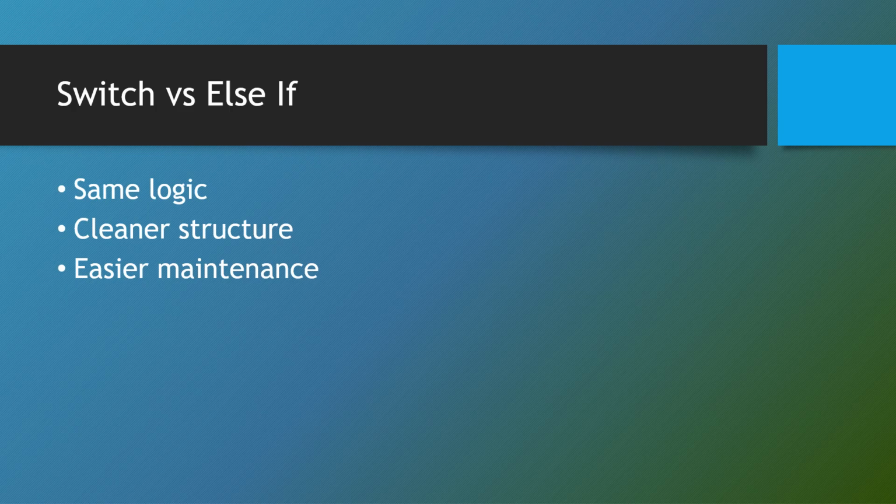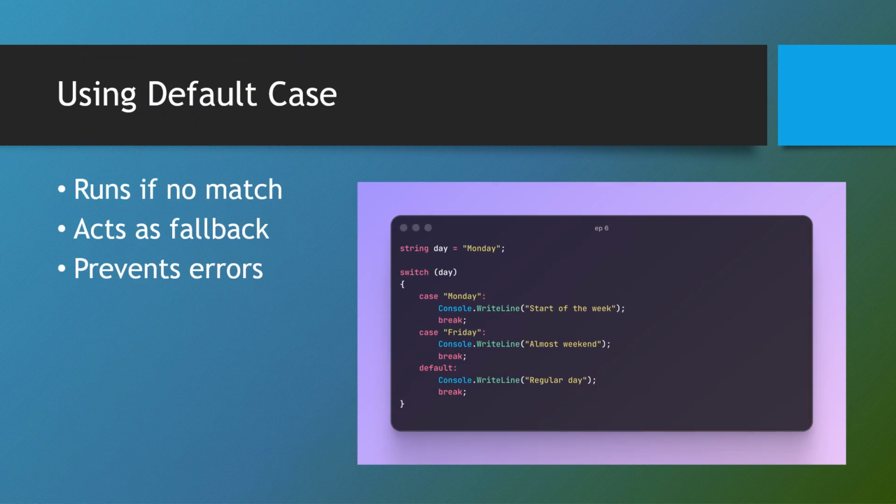The default case, your safety net. A switch statement can include something called a default case. The default case runs when none of the other cases match. It works like the else part of an if statement. This is important because it protects your program from unexpected input and ensures something always happens. Good switch statements almost always include a default case.